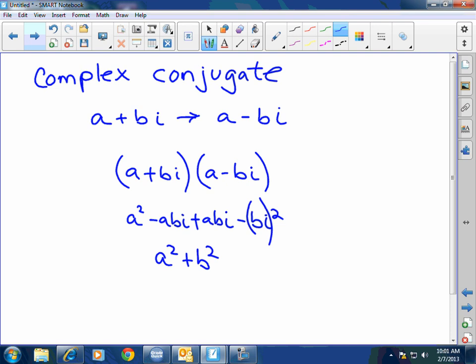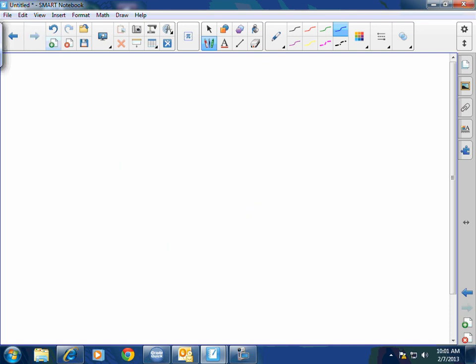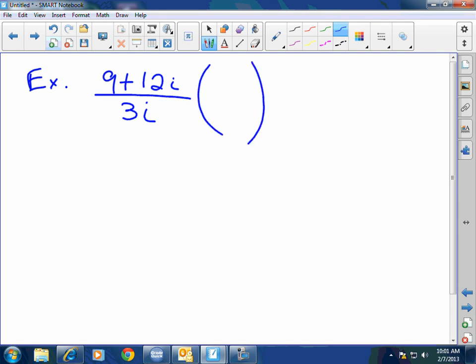Now, let's talk about division, which is where you're going to use rationalization and your complex conjugates. For example, let's say I have 9 plus 12i over 3i. Guys, I wish I could just tell you, divide the 3i into both the 9 and the 12i, and you're done. But you can't, because you have an i in the denominator, and an i means that you have a square root of a negative 1, and you can't have a square root, unfortunately, in the denominator. But you can rationalize. Whenever it's just one term, what do we do? We multiply that term to top and bottom, correct?